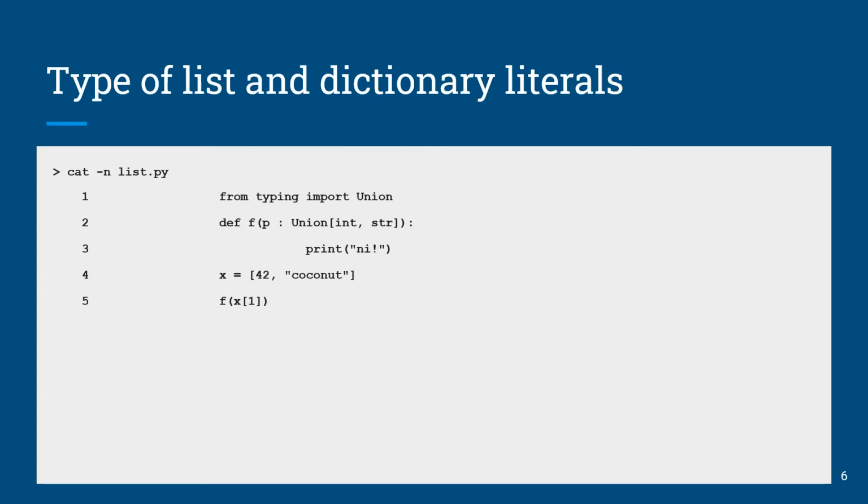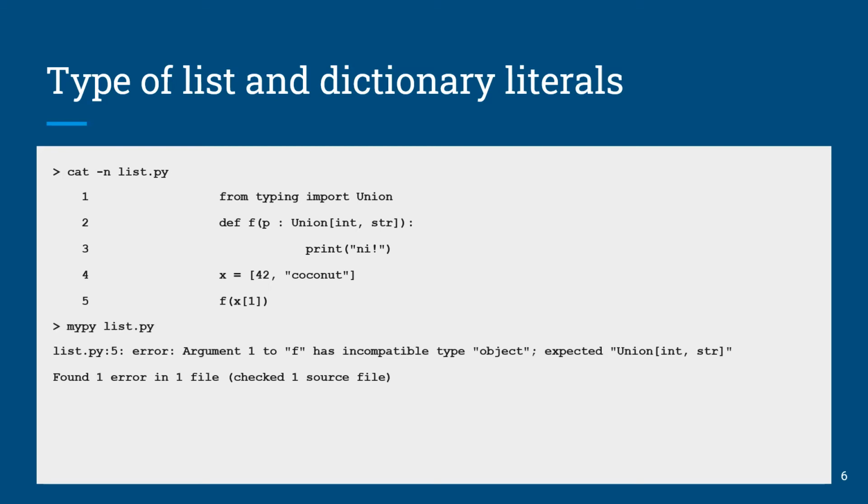This example shows the type of list and dictionary literals. We create a list x of mixed types of string and integer, then pass it to function f, whose argument is annotated to be the union of integer and string. At line 4, MyPy infers the type of x to be a list of objects, which is incompatible with the type of parameter p. PyType, on the other hand, infers x to be a list of union of integer and string.